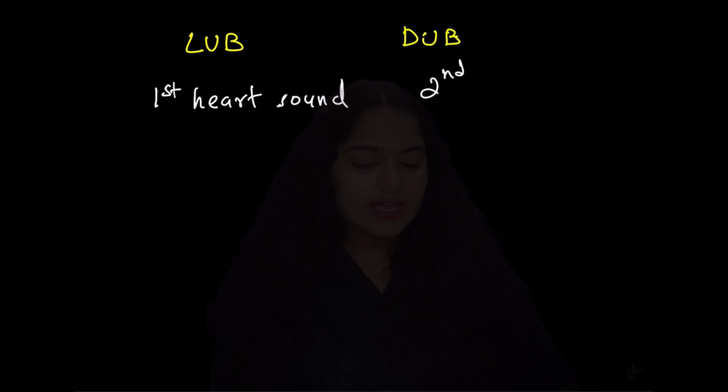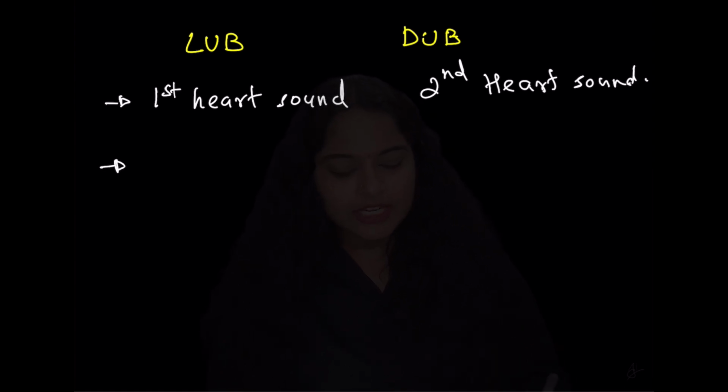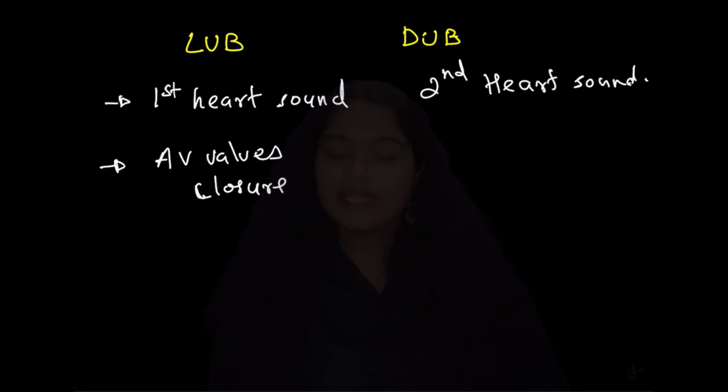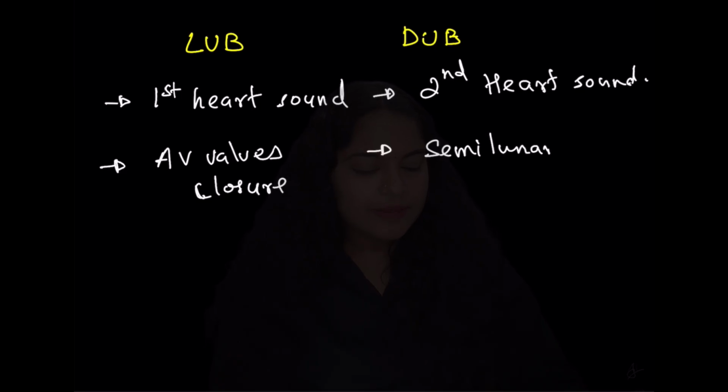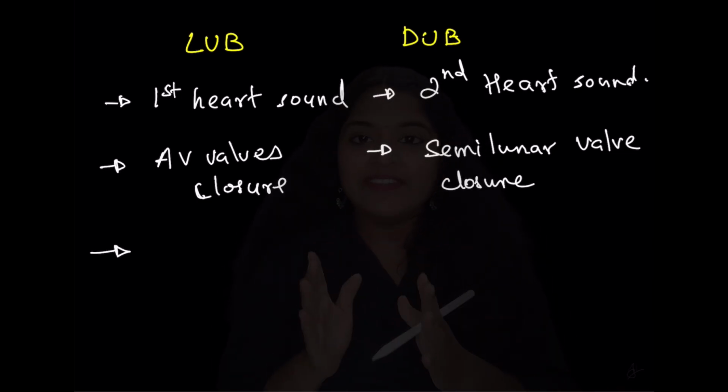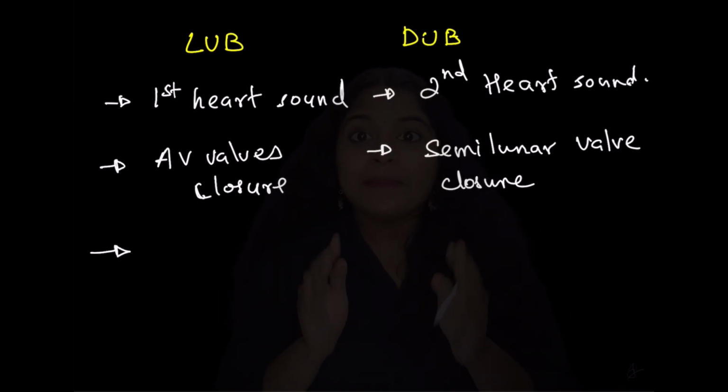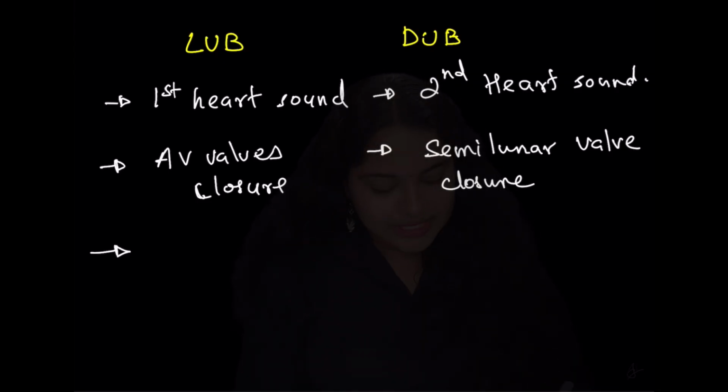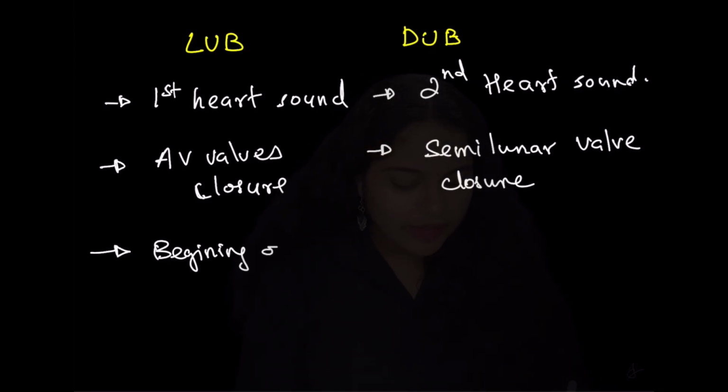Now we will see what lub and dub are. Lub is the first heart sound and dub is the second heart sound. The first heart sound is heard when the AV valves are closing. So AV valve closure will produce the lub sound, and semilunar valve closure produces the dub sound. So when will the AV valve close? The AV valves close in the beginning of ventricular systole.